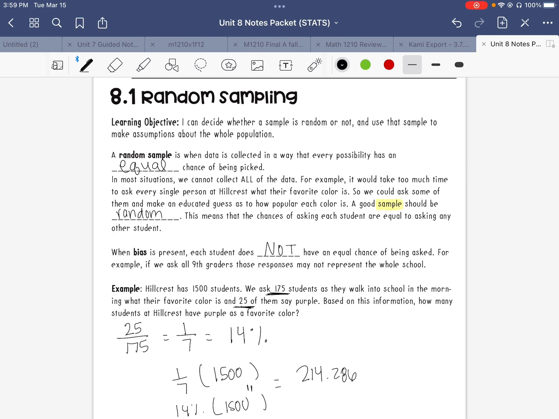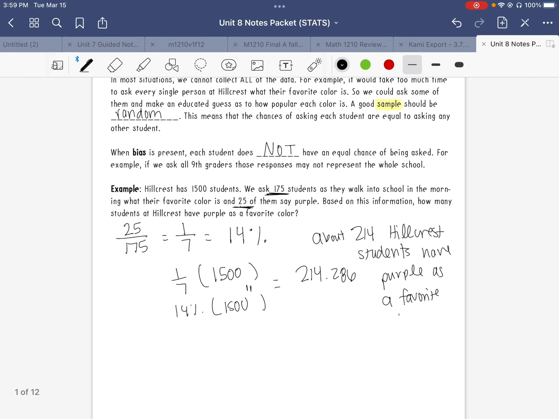214.286. Now, students cannot be decimals, right? People cannot be 2/10 of a person. So we're going to go ahead and round. That's 214.3. So I'm going to say 214 Hillcrest students. I guess we should say about. About 214 Hillcrest students have purple as a favorite color. And that's it. That's all you have to do.